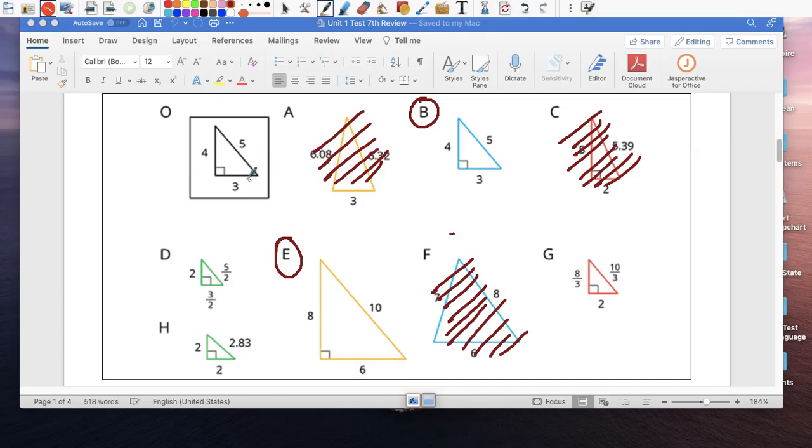And then let's look at this. If you think about this, well, let me change this to, what do you call it, mixed number. 10 over 3 is 3 and 1/3. 8 over 3 is the same thing as 2 and 2/3.